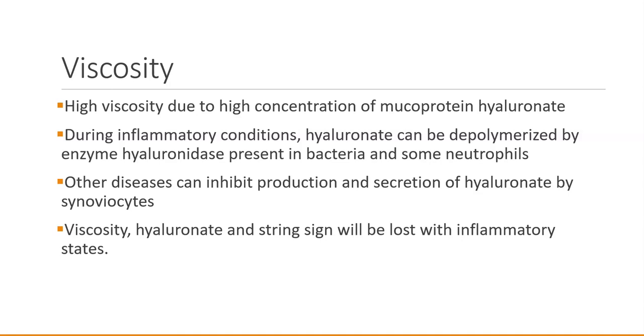Viscosity is an important characteristic to note when observing synovial fluid. High viscosity is due to high concentrations of mucoprotein hyaluronate. During inflammatory conditions, hyaluronate can be depolymerized by the enzyme hyaluronidase present in bacteria and some neutrophils. This would lead to decreased viscosity. Other diseases can inhibit the production and secretion of hyaluronate by the synoviocytes. This will also lead to a decreased viscosity. The viscosity, hyaluronate, and string sign will all be lost with inflammatory states.